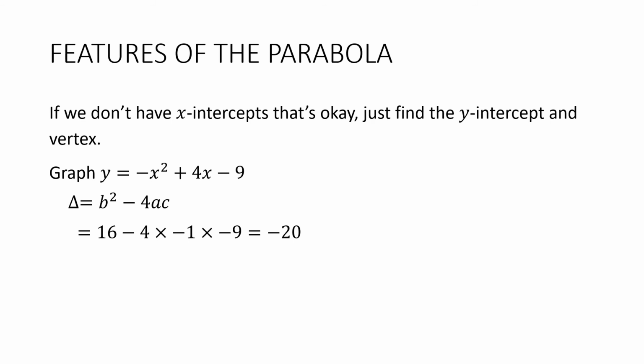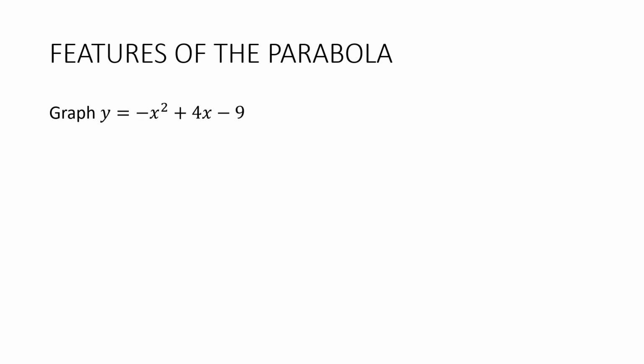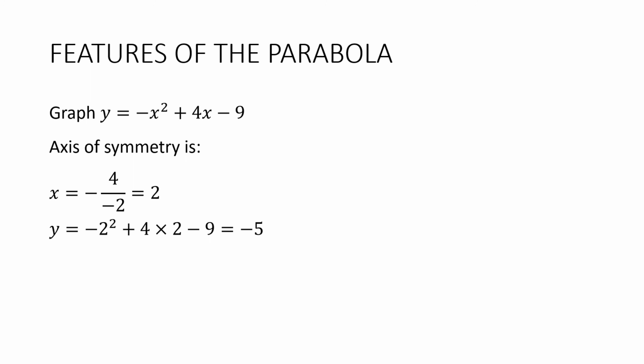So we're going to start by finding the y-intercept. It occurs when x is equal to 0, so the point is 0, negative 9. So the y-intercept is 0, negative 9. Now let's work out the axis of symmetry. It's minus b on 2a. Substituting in, we get 2. And substituting that back into our equation is going to give us the y-coordinate for the vertex. So that's going to be negative 5. So here's the coordinates of the vertex, 2, negative 5.